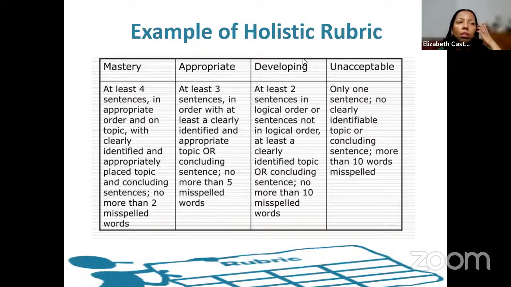So this, as we can see, is an example of a holistic rubric that has been taken from a written paper. It may be a paragraph, maybe a short composition, because as you can see, it's pretty short. And finally, unacceptable means only 1 sentence, no clearly identifiable topic or concluding sentence, more than 10 words misspelled. So very poor, very poor.